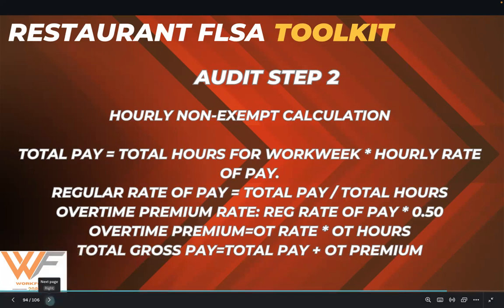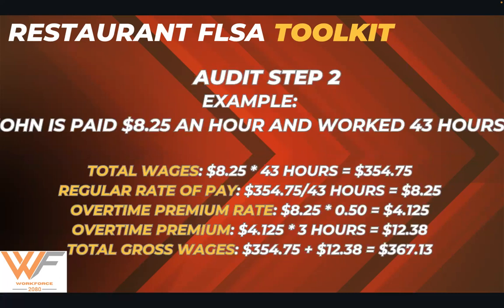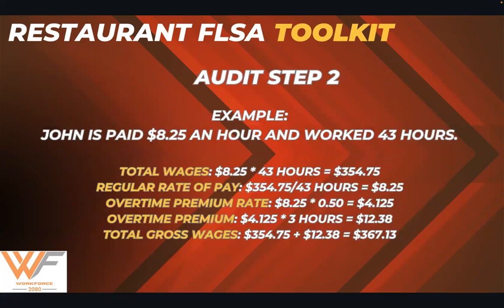Now that we've looked at this pattern, let's jump into a real world example. John is paid $8.25 an hour and worked 43 hours. Again, the first thing we have to do is find the total wages. We take $8.25 an hour times the 43 hours to give us the total amount of wages. The next step is to find the regular rate of pay. We take that full total wage and divide by 43 hours, and guess what we get? We get the same rate that we had up above. That shouldn't be any different, and it should be the correct one.